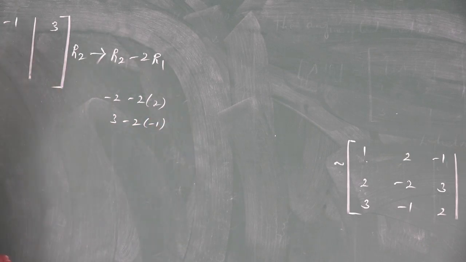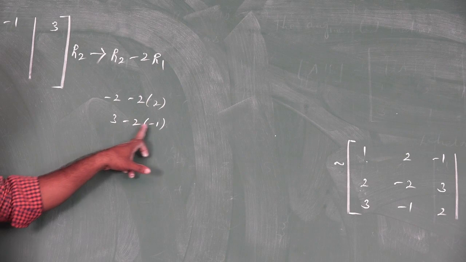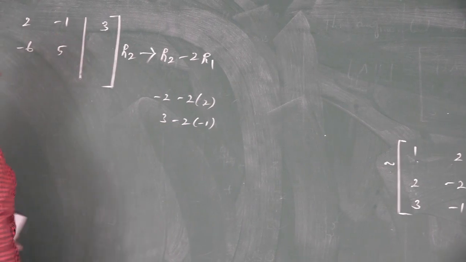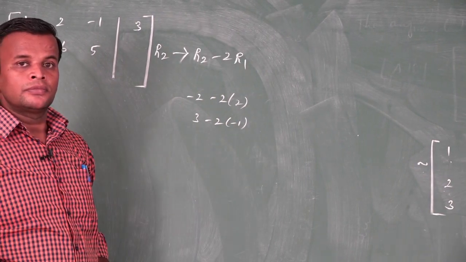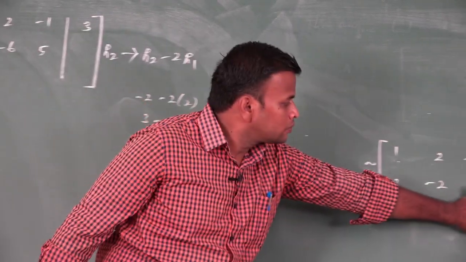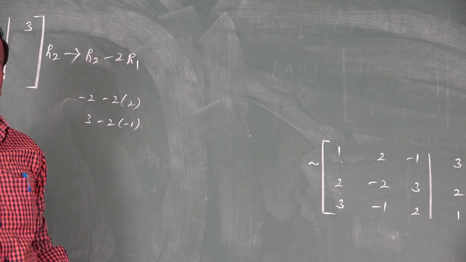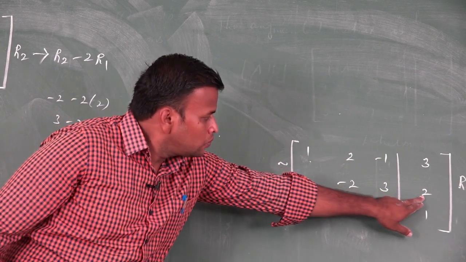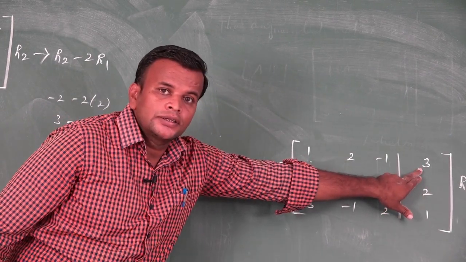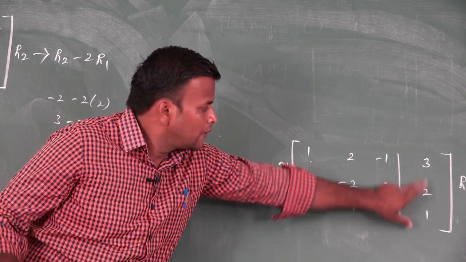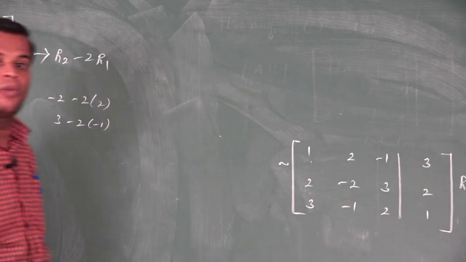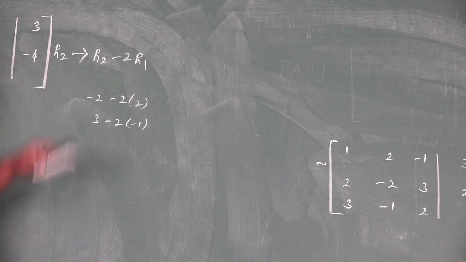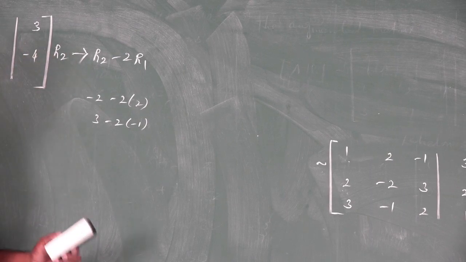What is the final answer? 3 minus 2 into minus 1 is plus 2. 3 plus 2 is 5. Okay. Next element is 2. We write R2 as R2 minus 2 times 3. Minus 2 3s are 6. 2 minus 6 becomes minus 4. So second row over. Now we move to the third row.